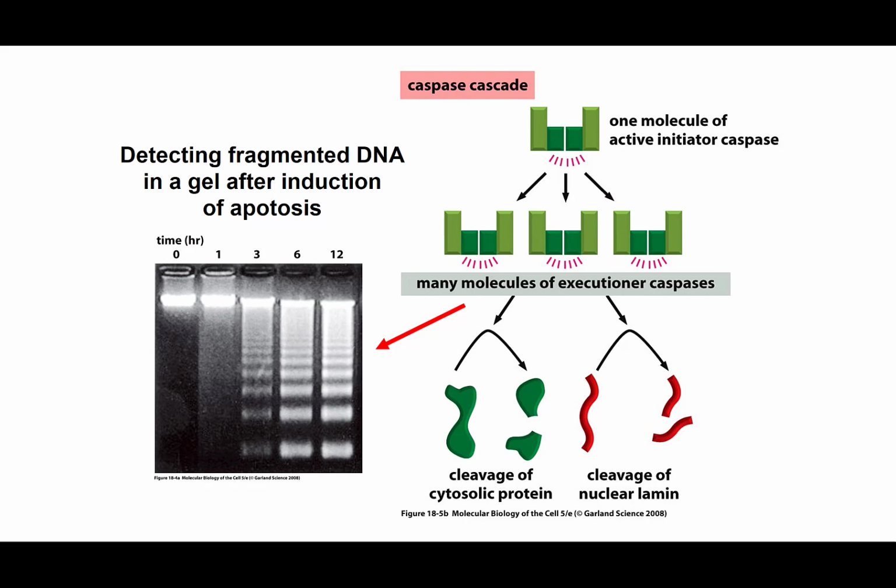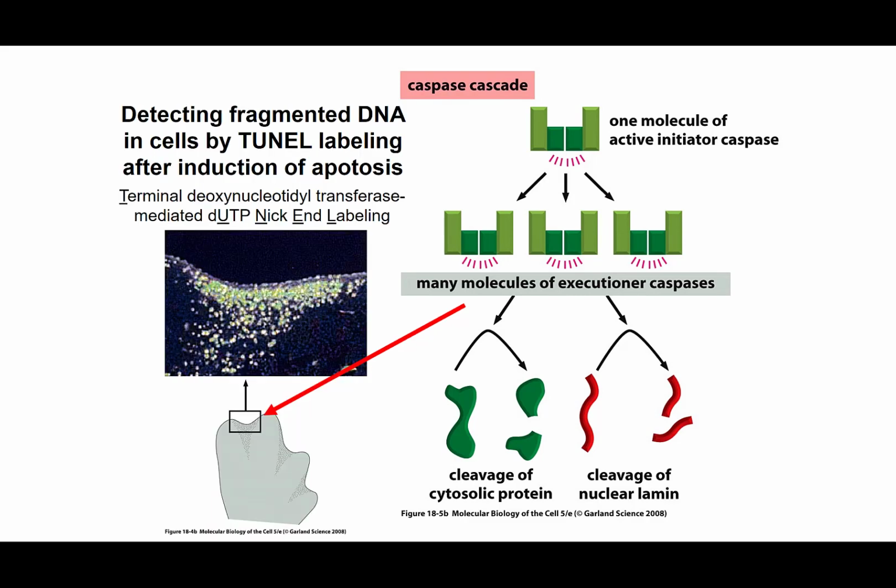If you know that apoptotic cells have chopped up DNA, you can actually use this to detect where apoptosis occurs, and the particular detection method that people use is called TUNEL. So you can detect fragmented DNA in cells by TUNEL labeling, and TUNEL stands for terminal deoxynucleotidyl transferase mediated dUTP nick end labeling, which is a really fancy way of saying how you detect the chopped up DNA.